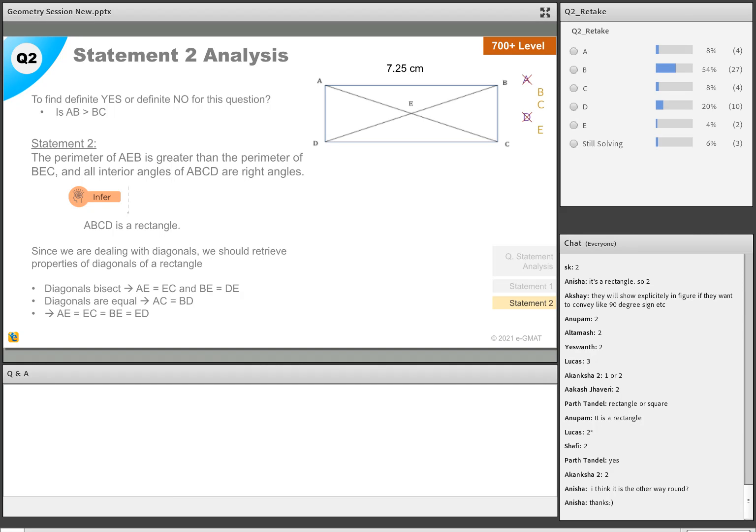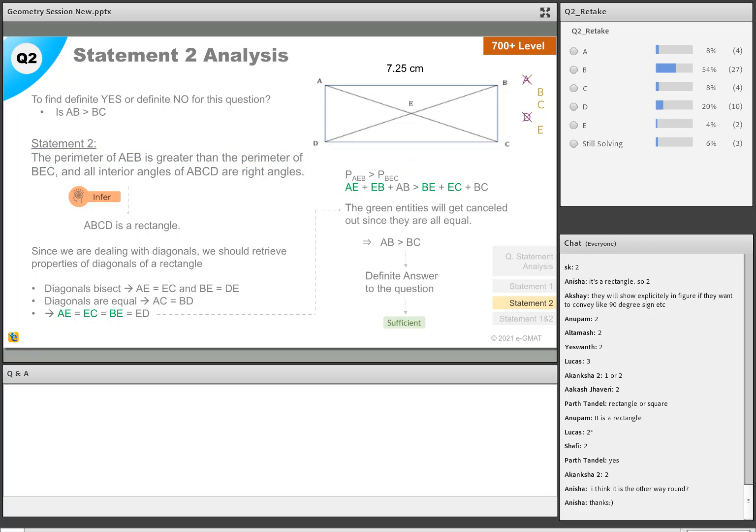Before moving into that, I also know that since it's a rectangle, the diagonals bisect each other and they are also equal in length. So all these four parts should be equal in length. Now, the perimeter of AEB is equal to AE plus EB plus AB. The perimeter of BEC is BE plus EC plus BC. According to the question, the perimeter of AEB is greater than the perimeter of BEC. And I also know that all these four side lengths are equal. So from these 6 entities, I can eliminate 4 of them, giving me that AB is greater than BC.